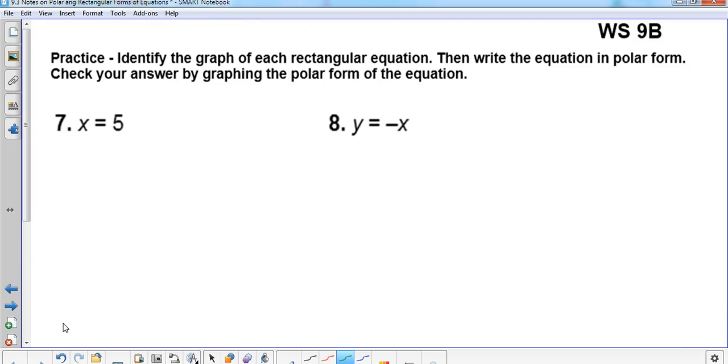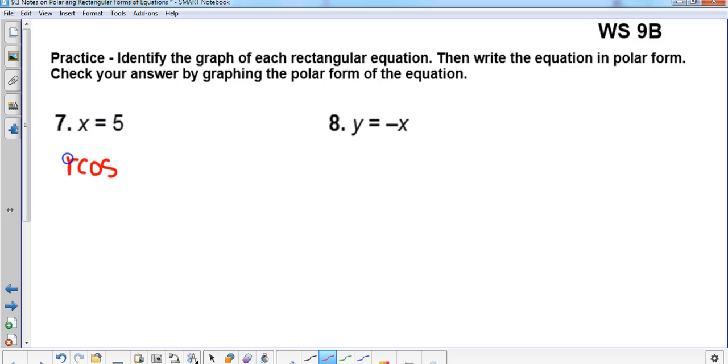Okay. We're going to try these. Ready? What can we trade for x? Wait, what should this be? X equals 5 has undefined slope. It is a line. What kind of line? Yeah, vertical line. Up and down. Okay. What are we going to trade this for?